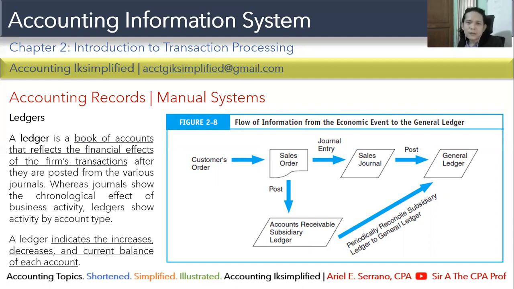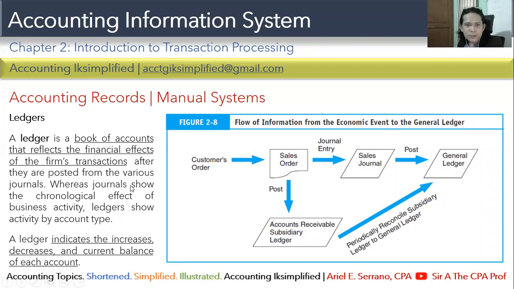Let's say for accounts receivable, for cash, kapag meron tayong journal entry na maapektuhan yung accounts receivable, papasok din yan sa ating ledger because the ledger presents your movement sa balanse na yon, sa account na yon. May nadagdag, merong nabawas, at magkano yung balanse niya at a given point in time. Kaya siya tinatawag na book of accounts. It reflects the financial effects of the firm's transactions after they are posted from various journals.